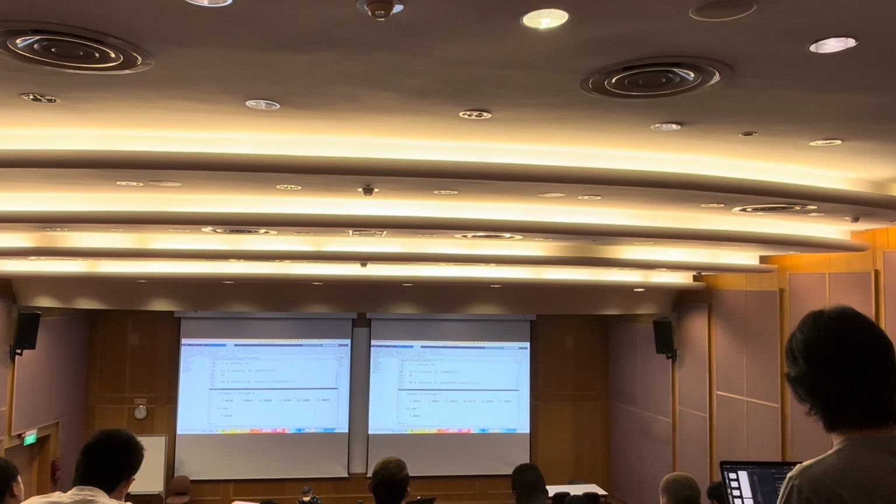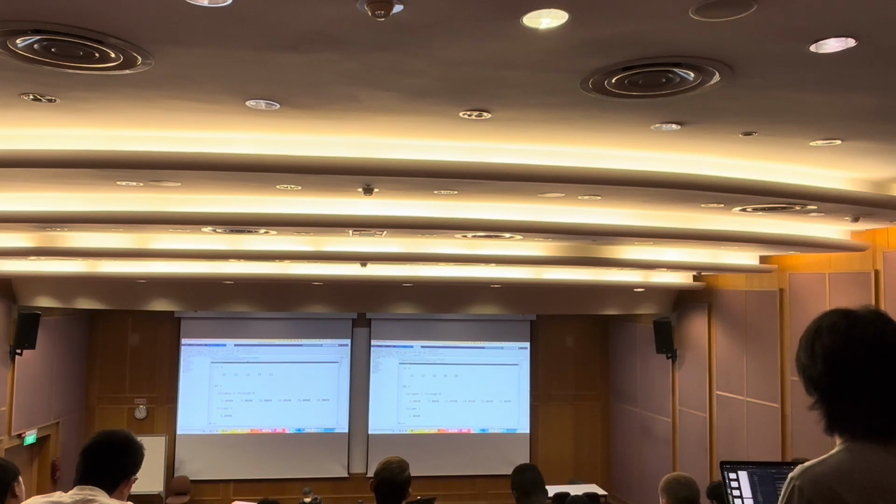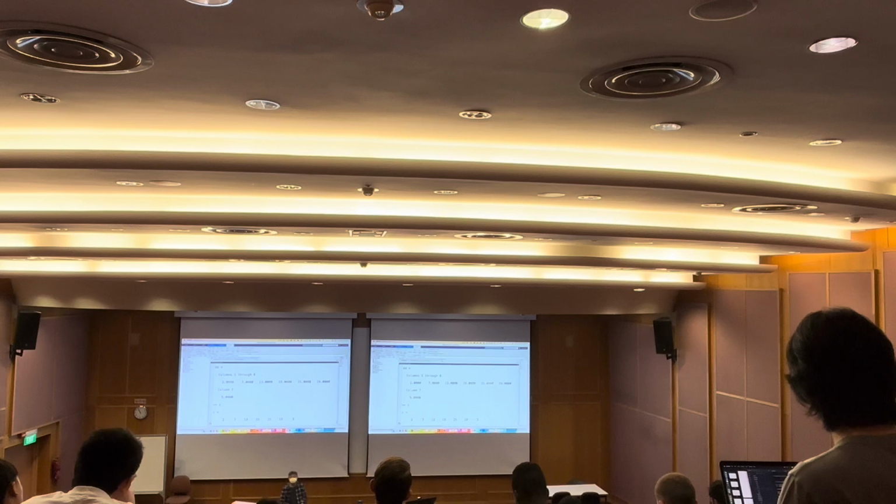See? This is your circular convolution result, and this is your linear convolution result. They are exactly the same now, right? Okay? So what do we learn here?